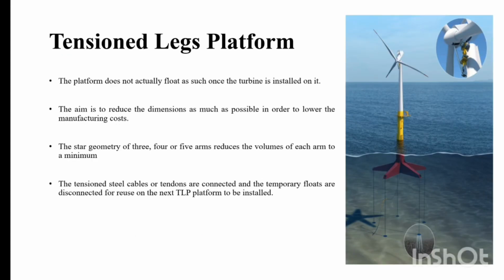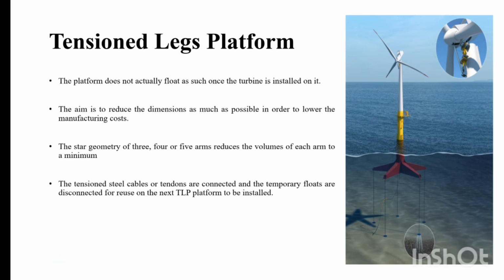Last type of floating windmill turbine is tensioned legs platform. The newest and currently most technically risky concept. The platform does not actually float as such once the turbine is installed on it. The main aim is to reduce the dimensions in order to lower the manufacturing cost.